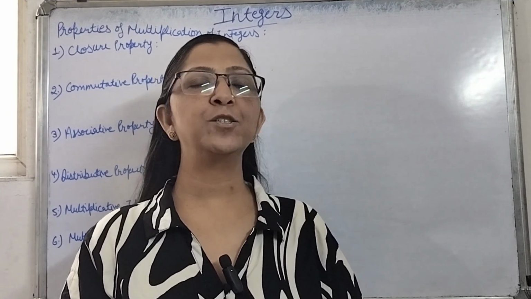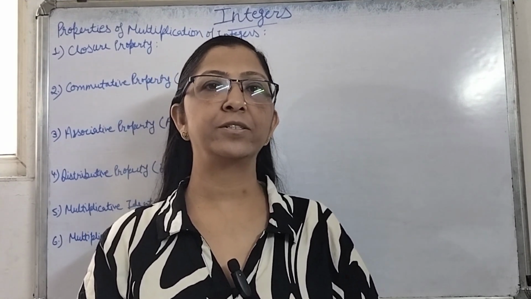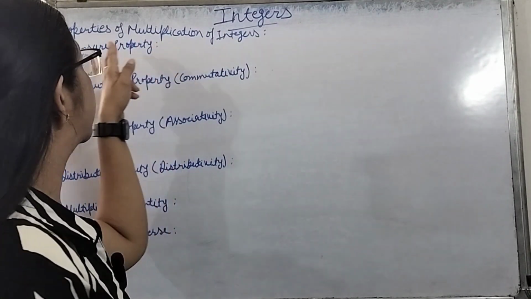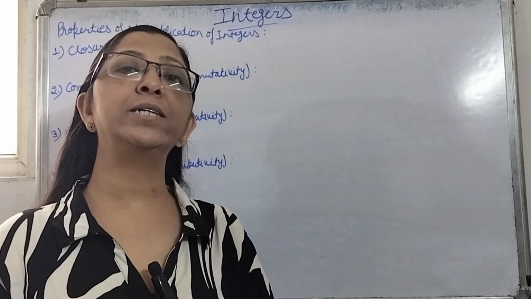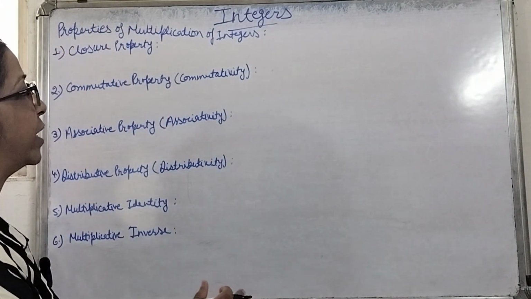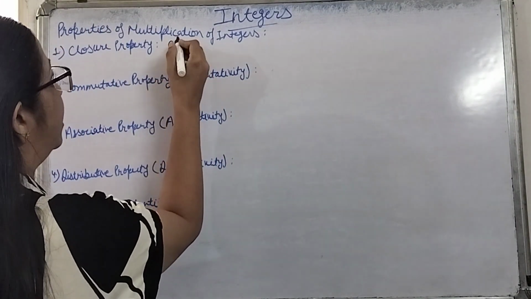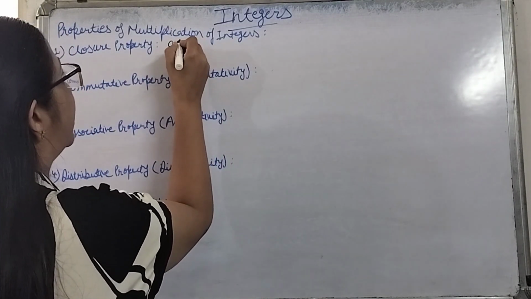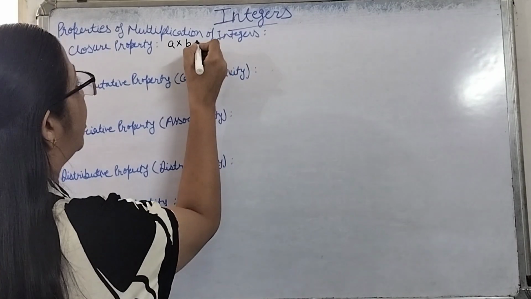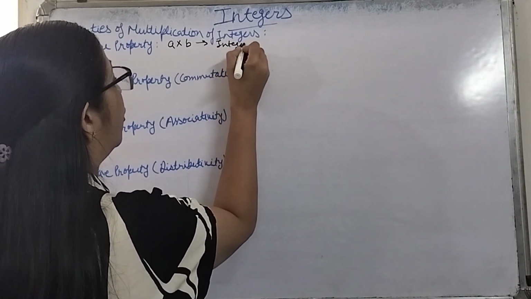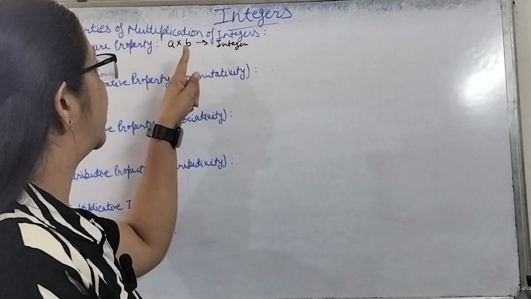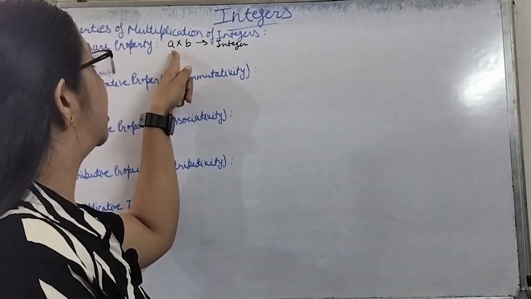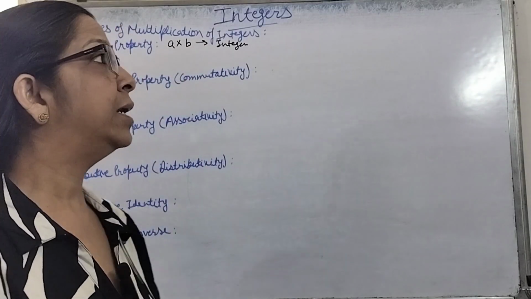Now let's understand various properties of multiplication of integers. So first property is the closure property. Multiplication of integers satisfies the closure property. What does that mean? Suppose we have taken two integers, one of the integers is a and another integer is b. These two are integers. If we are going to multiply these two integers, the product will always be an integer only. Whatever the number a is, whatever the number b is, if these two are any integers, the product of these two will always be an integer. Let's understand it.